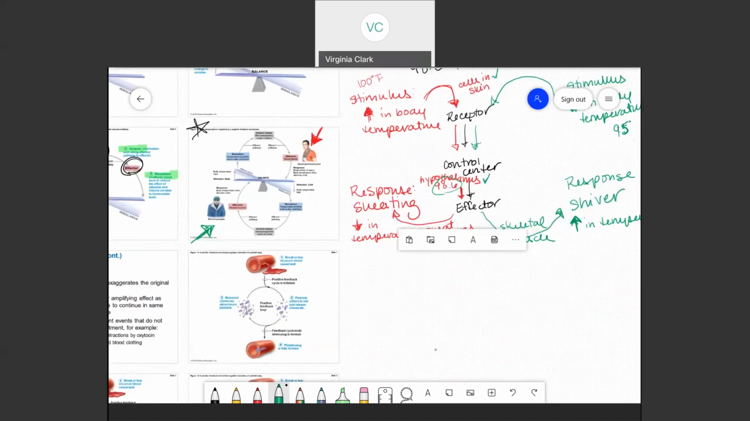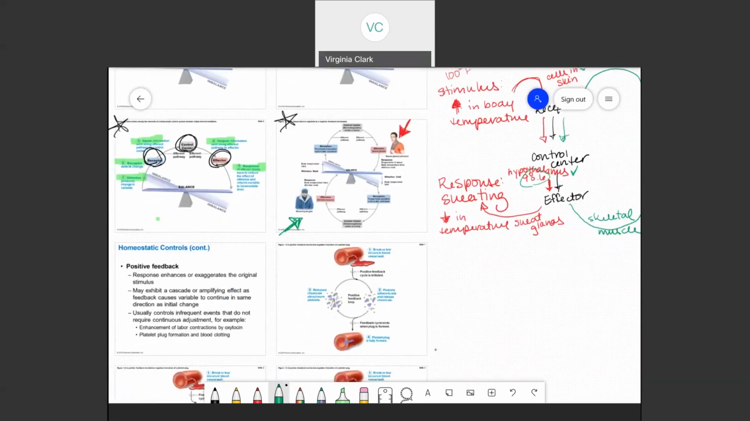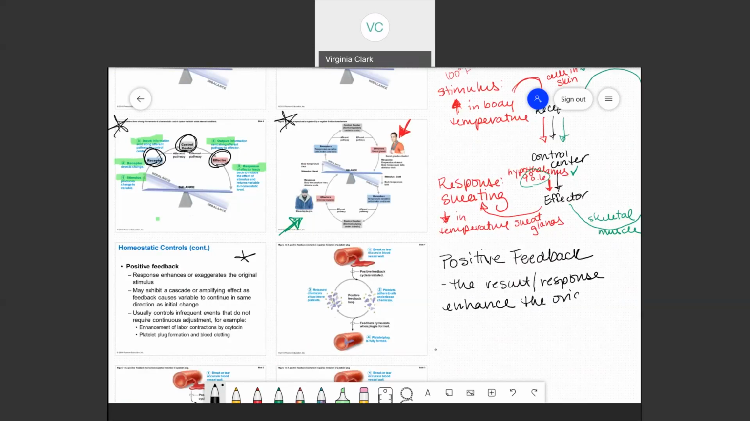What happens if we have the opposite direction? And so rather than the stimulus being different, it's going to be more of the same. So that is going to be positive feedback. So with positive feedback, right here, essentially it is going to be the result or the response will enhance the original stimulus. So there will be more of it.